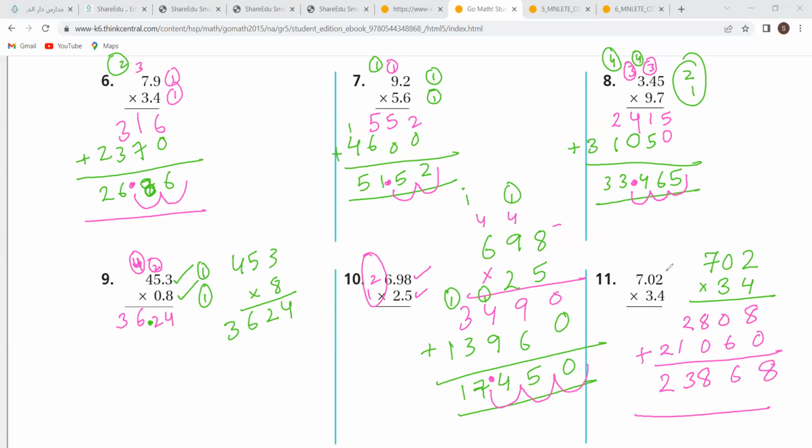Okay, Rima, how many places do you see here? Two and here? Two and one. How many total are there? Three. So how do you do it? One, two, and? My answer is 23.868.